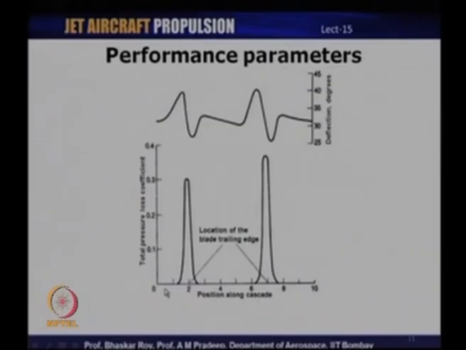So, as we traverse the probe along the trailing edge, it is possible that we see such peaks in the total pressure loss coefficient, which basically correspond to the location of the blade trailing edge.